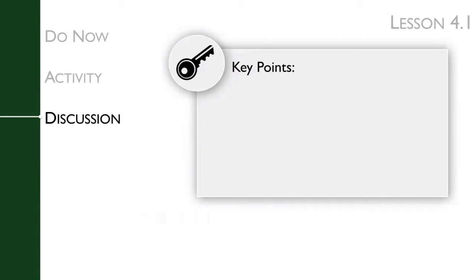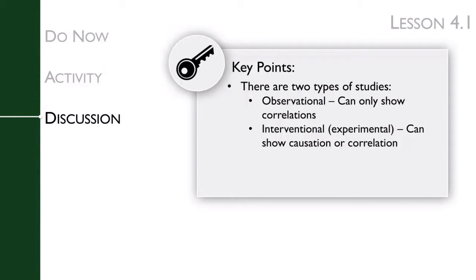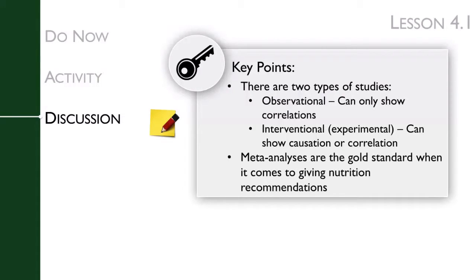The key points of this lesson's discussion are that there are two types of studies: observational and interventional. Observational studies can only show correlation, whereas interventional can show causation or correlation. Note that this is a very important point that should be emphasized. And meta-analyses are the gold standard when it comes to giving nutrition recommendations.